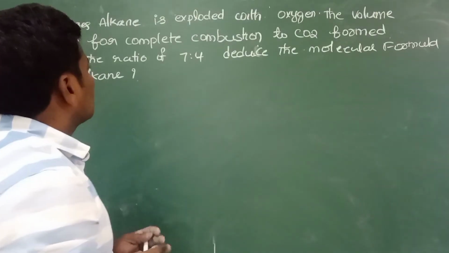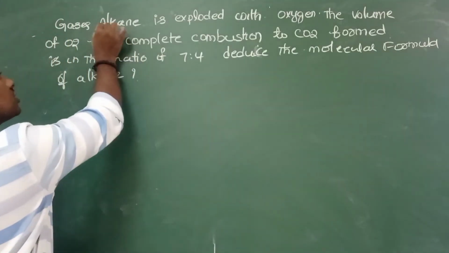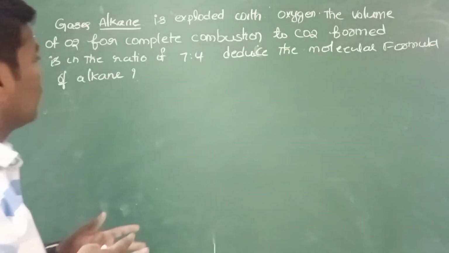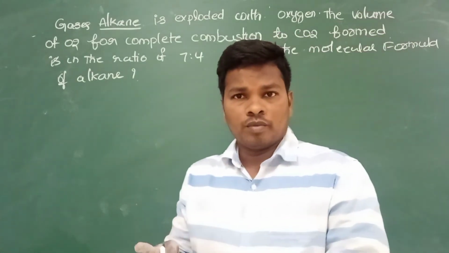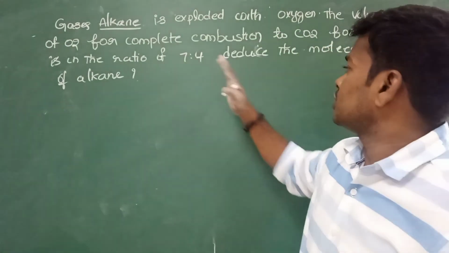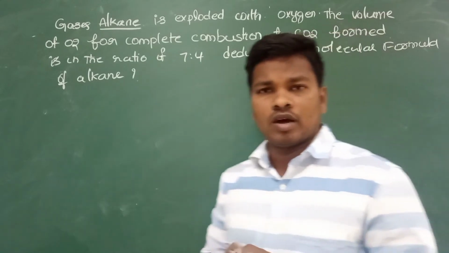Next question: a gaseous alkane is exploded with oxygen. The volume of O2 for complete combustion and the volume of CO2 formed are in the ratio of 7:4. Deduce the molecular formula of the alkane.